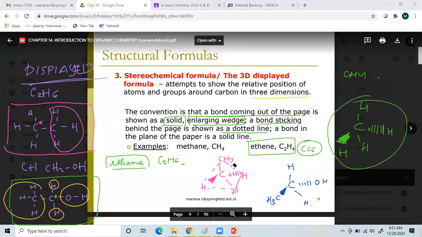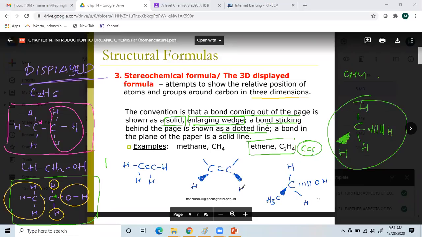Okay, let's see how we draw ethene. Ethene is C2H4. C2H4 has the display formula like this. So how about we show it in the 3D formula? For ethene, please be careful since this is an sp2 carbon. There will be the 3D formula like this. H, H.